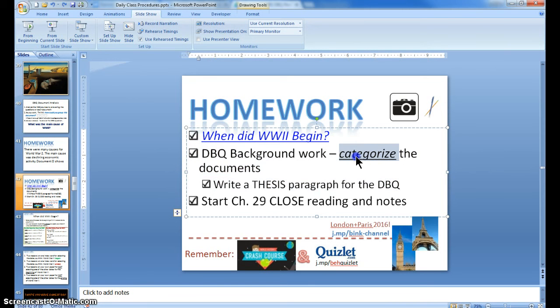Do not do the categorization. We're working on it again on Tuesday. It will be very bad for you if you don't have it done. At the minimum, have the categories done. But since you're doing that anyway, write the thesis paragraph.